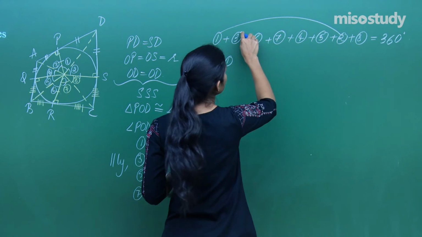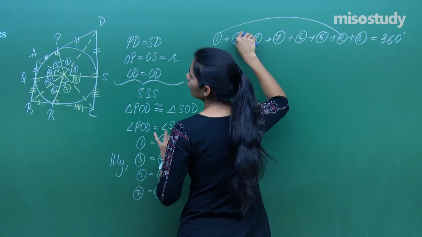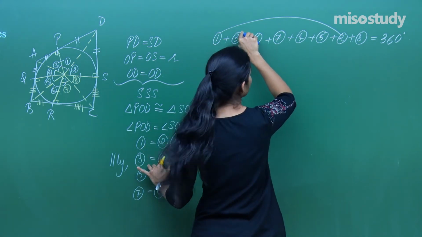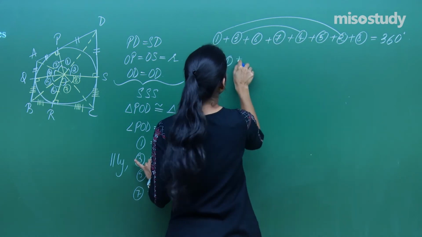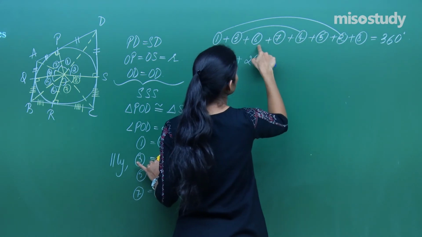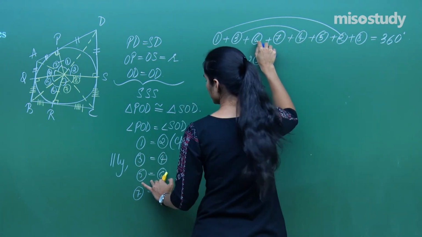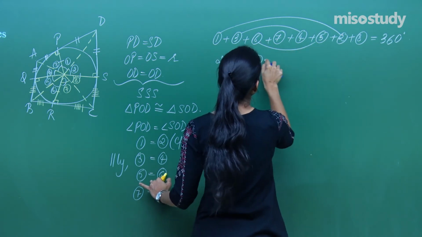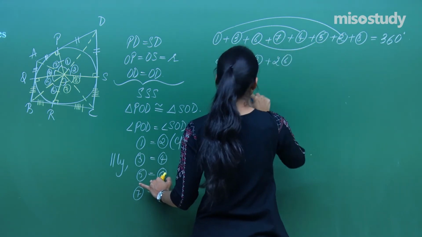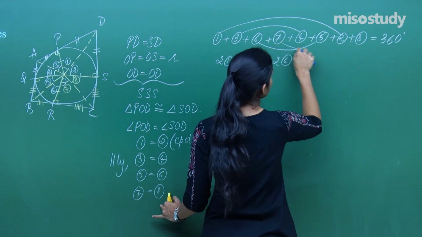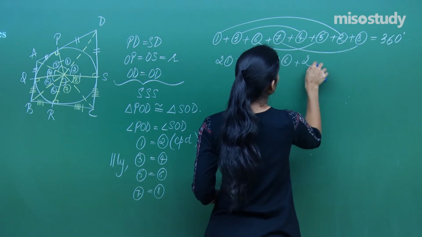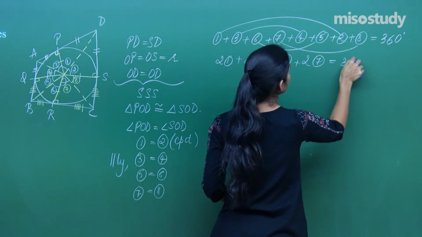Then you have 3 is same as 4, so I will be writing twice of 3. 6 is same as 5, so I will be writing twice of 6. 7 is same as 8, so I will be writing twice of 7.